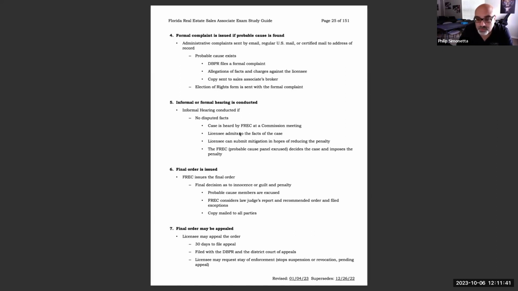The final order may be appealed. A licensee may appeal the order up to 30 days after they get it. That appeal is filed with the DBPR and the District Court of Appeals. The licensee may request a stay of enforcement. That means if they're getting their license revoked or suspended, this will stop the suspension or revocation pending the appeal. While the appeal's going on, it won't affect you because you're innocent until proven guilty. So until that appeal's worked out, you still have the right to appeal, right?